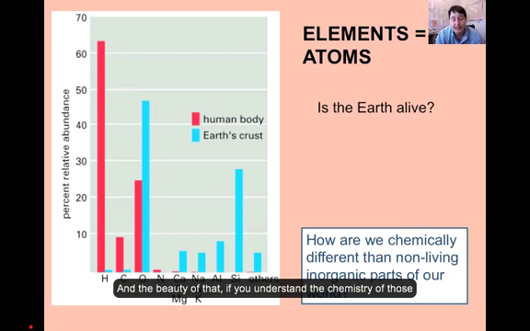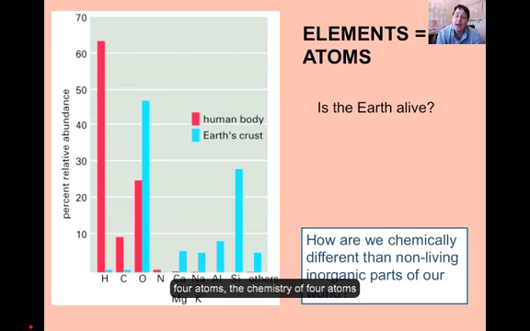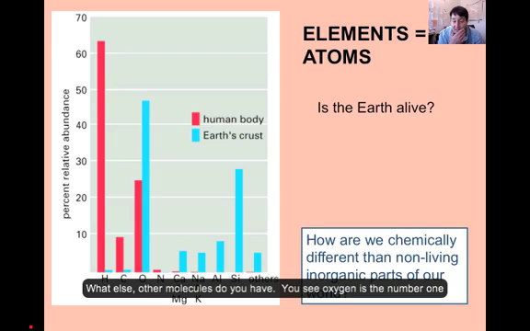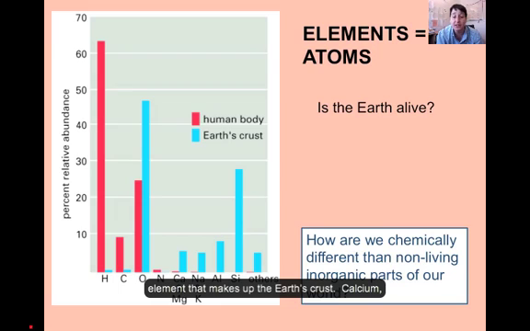And the beauty of that is, if you understand the chemistry of those 4 atoms, the chemistry of 4 atoms can get you through this class. Hydrogen, carbon, oxygen, nitrogen. What's not alive? Right? The things that are inanimate, the earth, what other molecules do they have? You see, oxygen is the number 1 element that makes up the Earth's crust. Calcium, sodium, magnesium, potassium, aluminum, other molecules, right, are important for non-living beings. But really, understanding the 4 atoms, hydrogen, carbon, oxygen, nitrogen, will get you really far in this class.